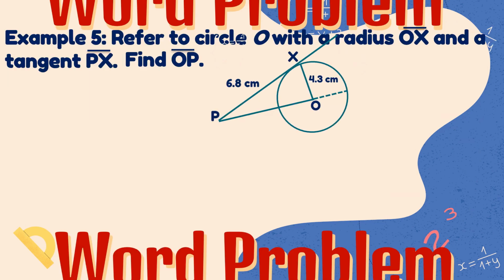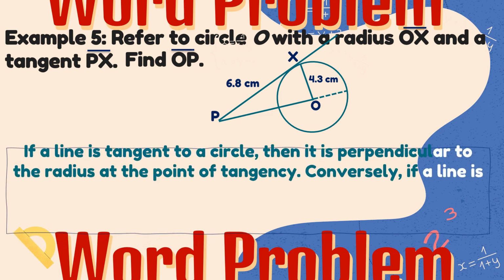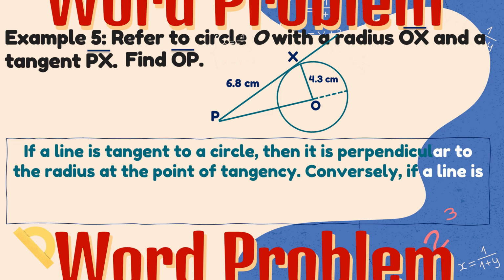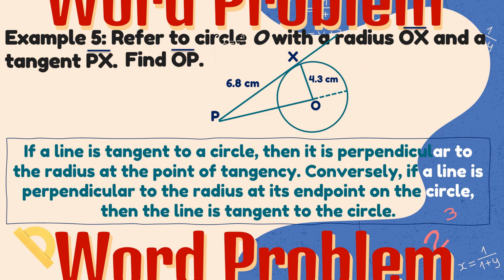Problem number 5. Refer to circle O with the radius OX and the tangent PX. Find OP. To solve this problem, we need to apply the theorem that states that if a line is tangent to a circle, then it is perpendicular to the radius at the point of tangency. Conversely, if a line is perpendicular to the radius at its endpoint on the circle, then the line is tangent to the circle.